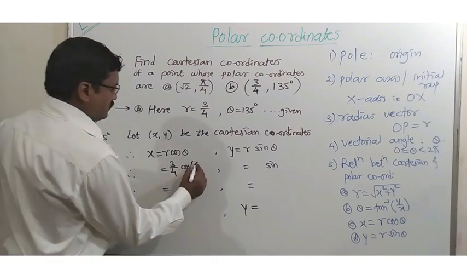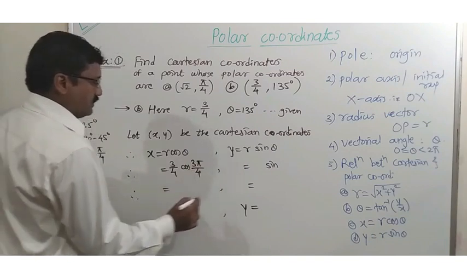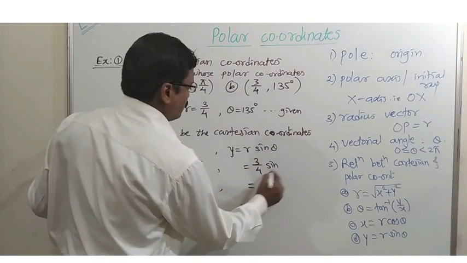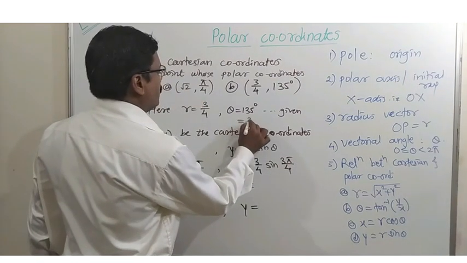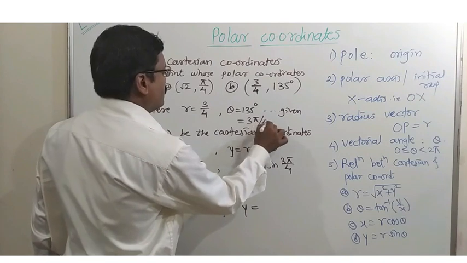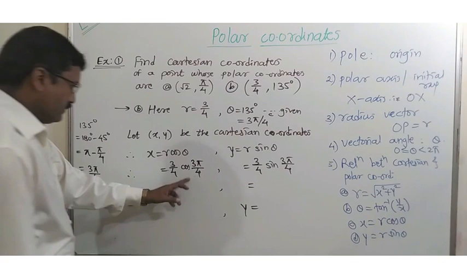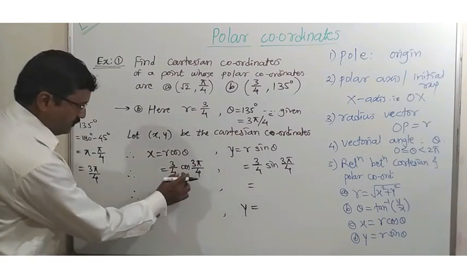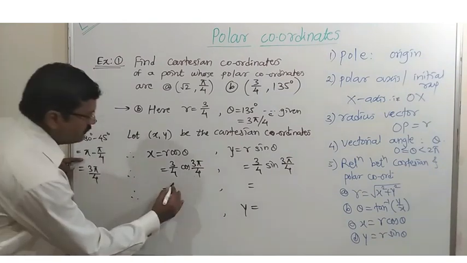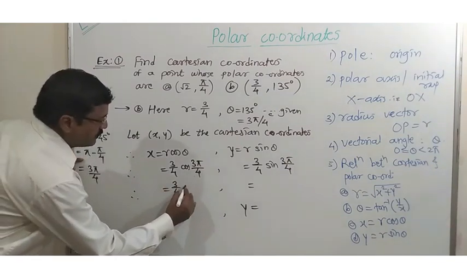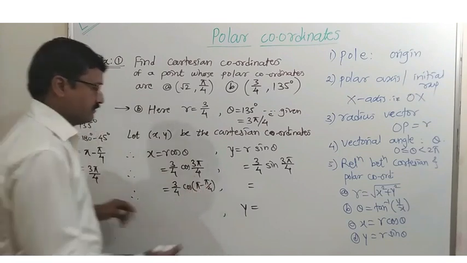So we can write here cos of 3 pi by 4 radian. Here is 3 by 4 sine of 3 pi by 4. This 135 is nothing but 3 pi by 4 radian. Okay. Now, if you know directly the value of cos 3 pi by 4, otherwise you can use this pi minus pi by 4. So we get here 3 by 4 into cos of pi minus pi by 4.